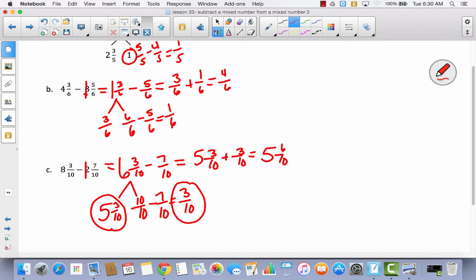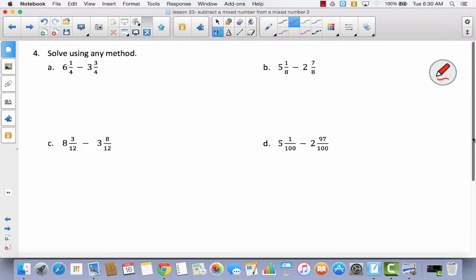So if you can figure this strategy out, if you can understand what I'm subtracting, what I'm adding, this strategy certainly is much more efficient than subtracting with a number line, because that seemed to take a lot longer, okay? All right, now we get to use any method that we want to.